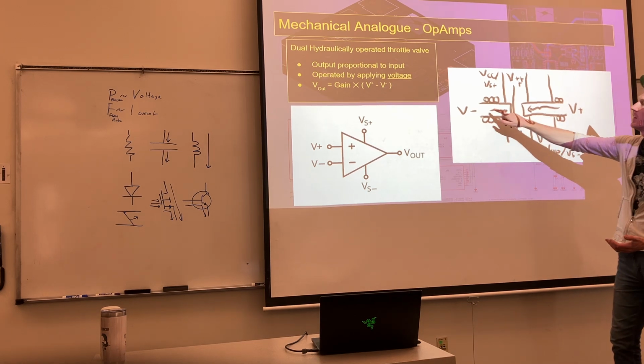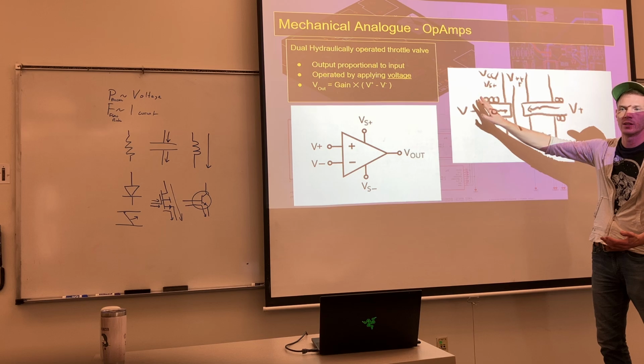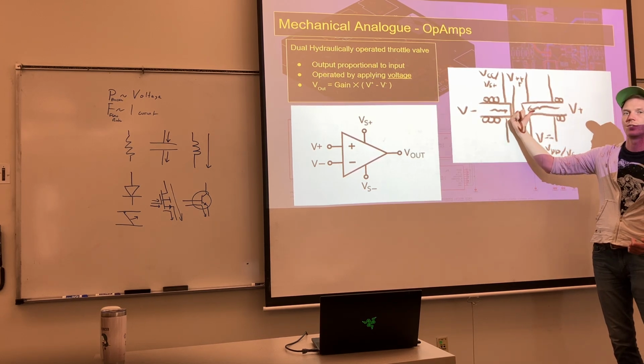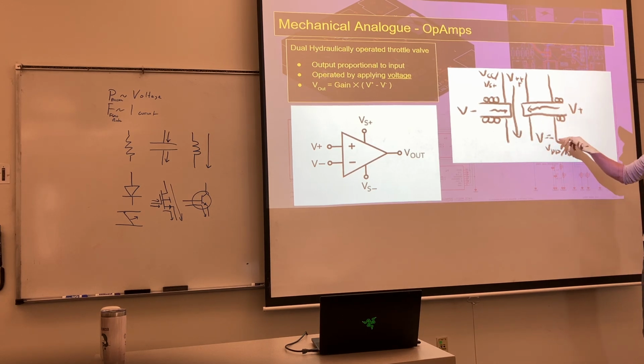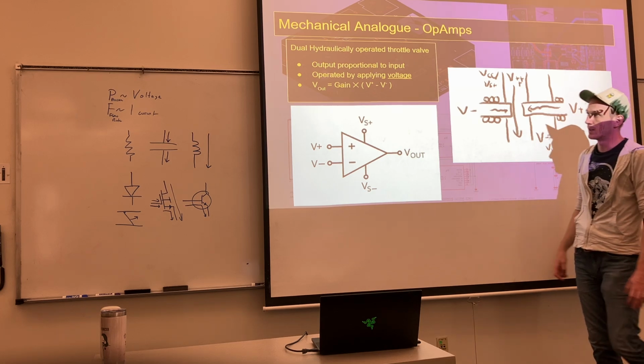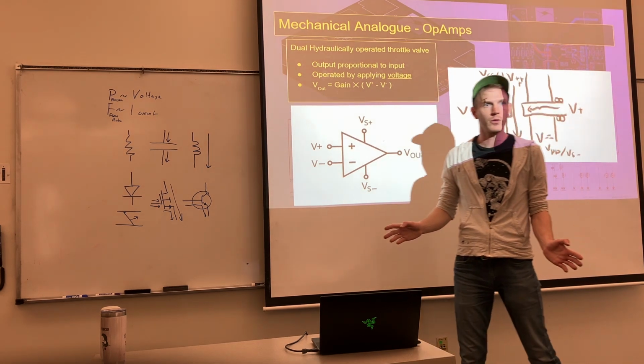The same is true if you have the negative, the inverting terminal. If this is a higher pressure than the non-inverting terminal, this is going to shift to the right. Now we're seeing pressure from this, and it will be allowed to flow that way. Does that make sense to everybody before we move on?